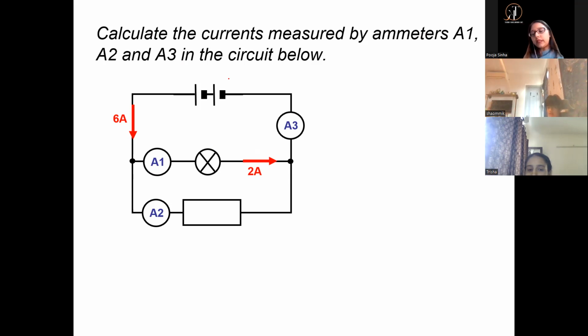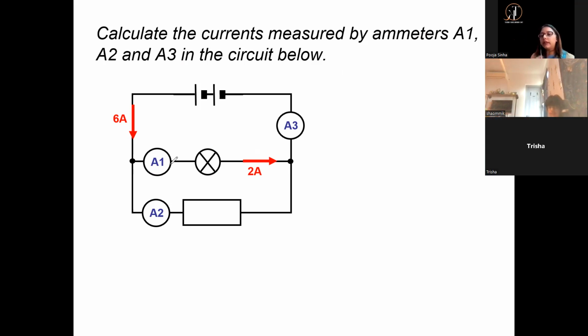What is an ammeter? It's an instrument which measures current. How is it connected? You will see it is always connected in series. So two points about an ammeter: it is always connected in series, and it measures the current.